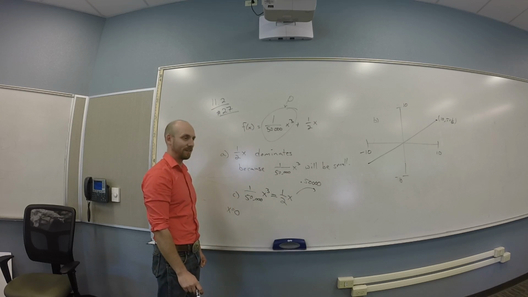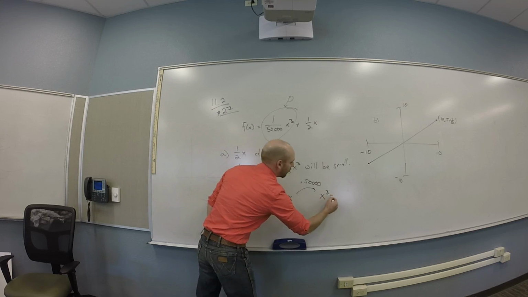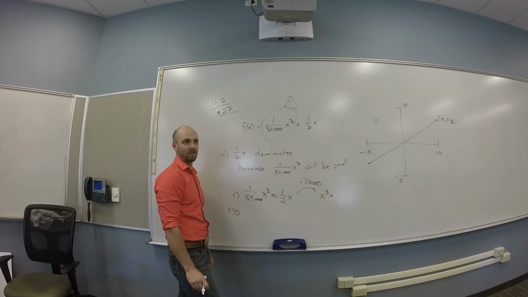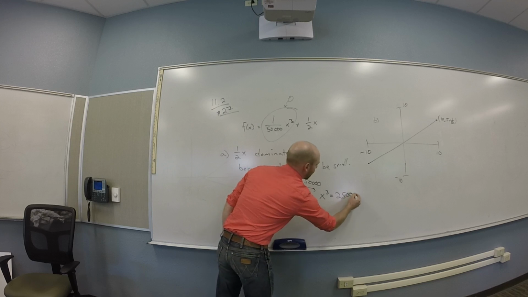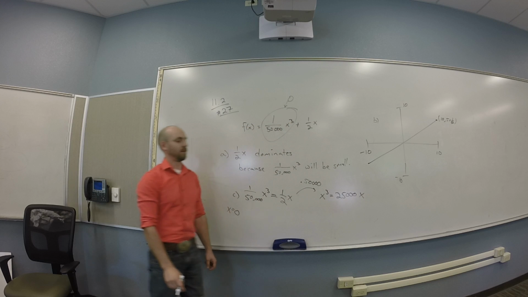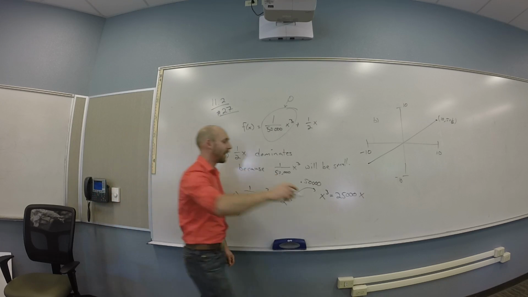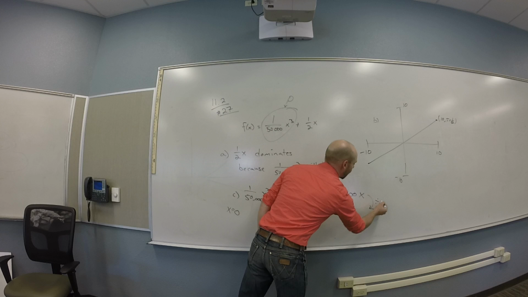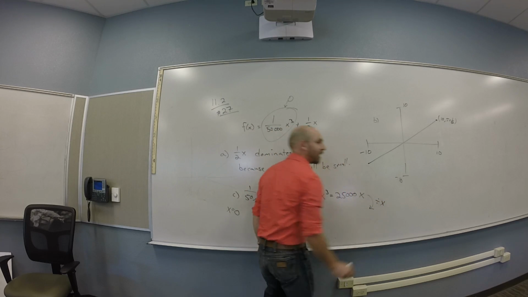What do I get on the left-hand side? x cubed. I get x cubed, right? And on the right-hand side, I get 25,000x. Cool? All right, now what? Divide by x. Right, you want all the x's on one side. I'm going to write divide by x here.